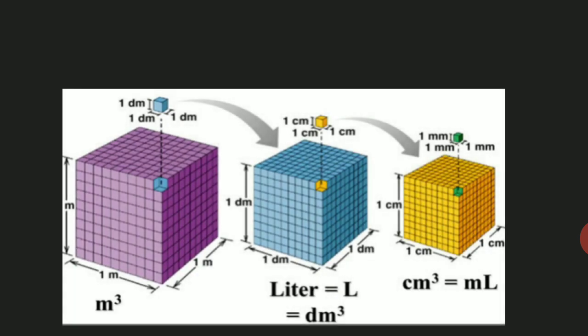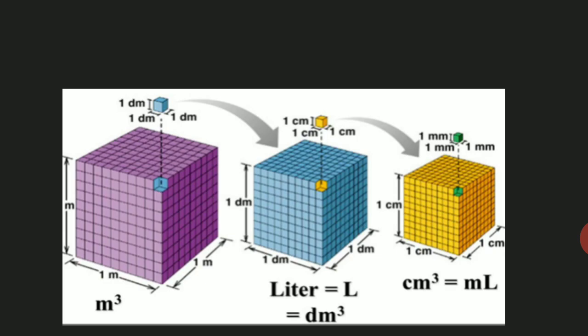Now when I need to convert cubic meters, let us see some conversion. 1 cubic meter consists of 1000 decimeter. Now 1 decimeter is 1000 centimeter. 1 decimeter cube is 1000 centimeter cube, and 1 centimeter cube is 1000 millimeter cube.